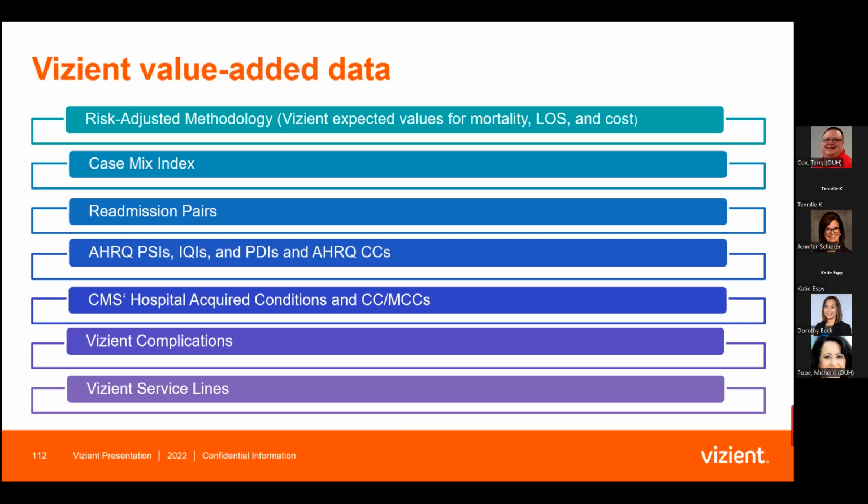Additionally, your AHRQ, so back to that patient safety stuff. Patient safety indicators, your IQIs, your pediatric indicators, those are all calculated within the Vizient clinical database by the AHRQ software. We actually bring in the AHRQ software, and again, not Vizient definitions. These are all the specifications coming directly from the AHRQ specs for each of those patient safety events.